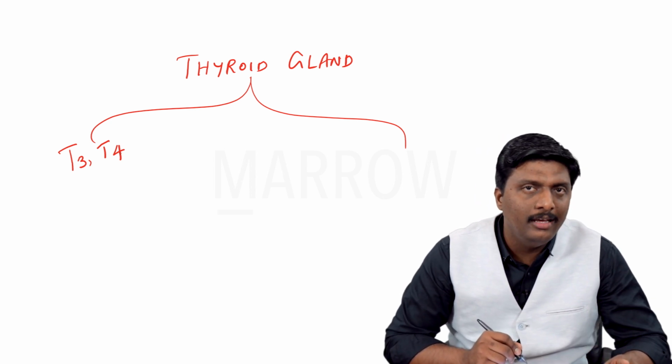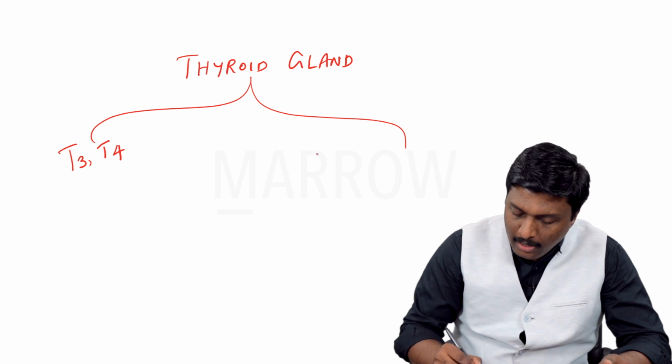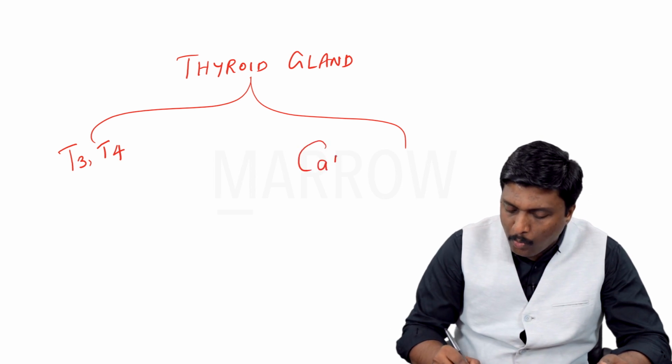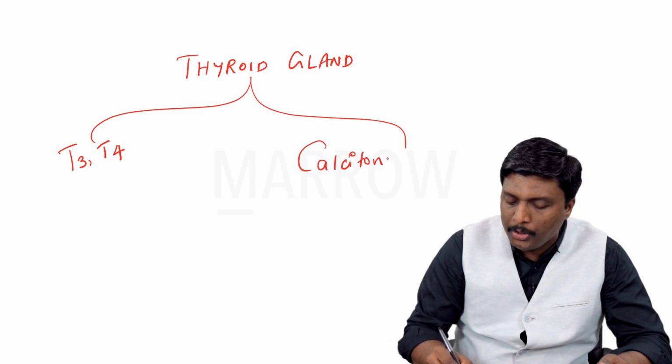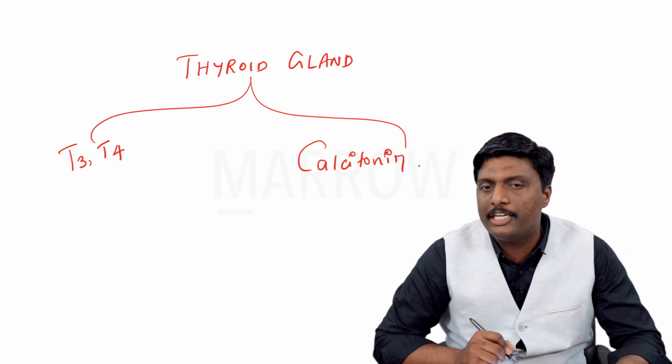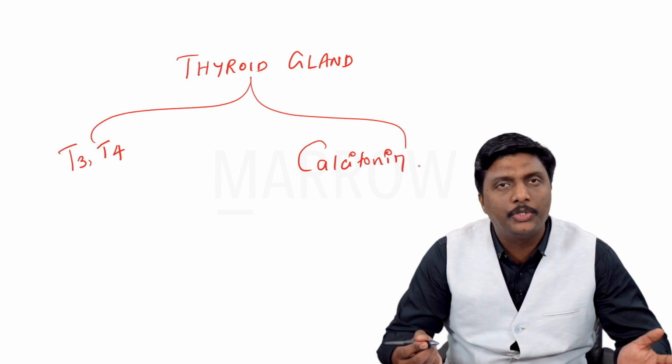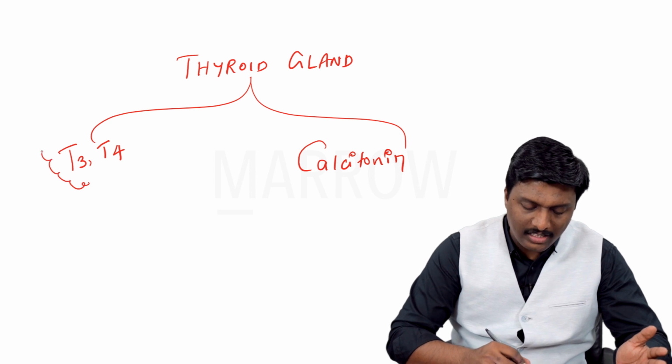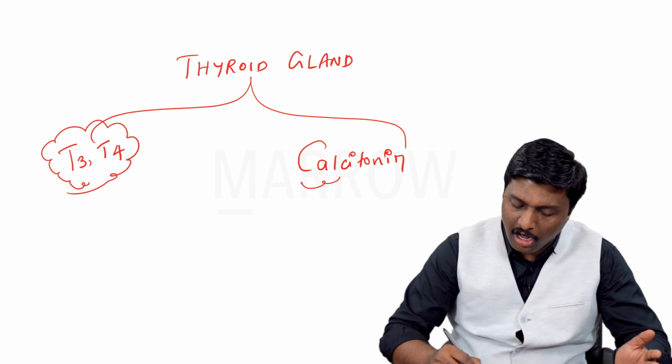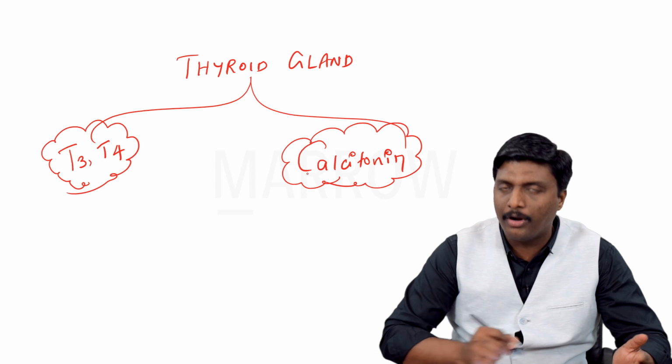On the other hand, it is also the same thyroid gland which is known for one other important hormone totally concerned with calcium regulation. We are going to see it soon: calcitonin. Only for these two important groups of hormones, our thyroid gland is very important.